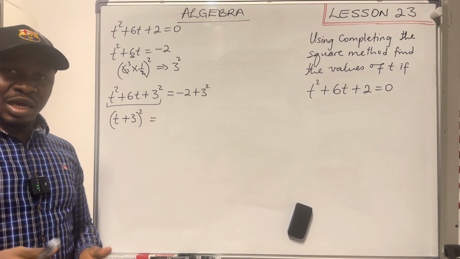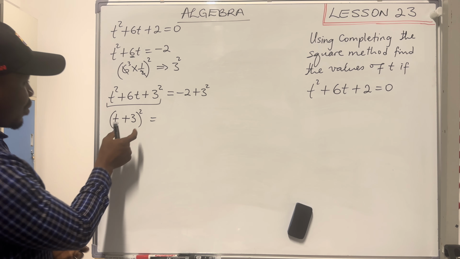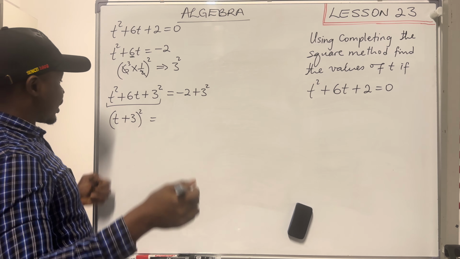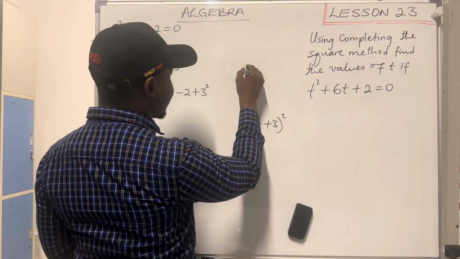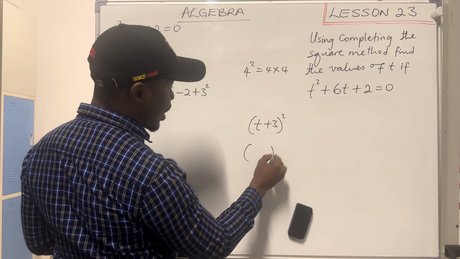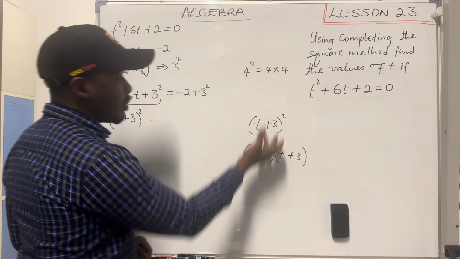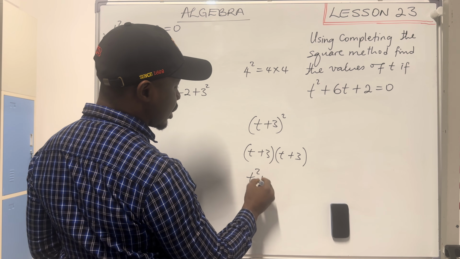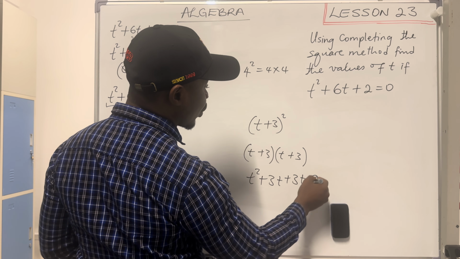The question you want to ask now is, what about this 6t? This 6t is part of this system. If we expand this bracket, it will give you this. Now let's see, t plus 3 squared. What is 4 squared? 4 squared is 4 times 4. What is bracket squared? Bracket squared is bracket times bracket. If you don't know the shortcut, you do it this way. So this times this is t squared, this 3t, this 3t, this 9 or 3 squared.